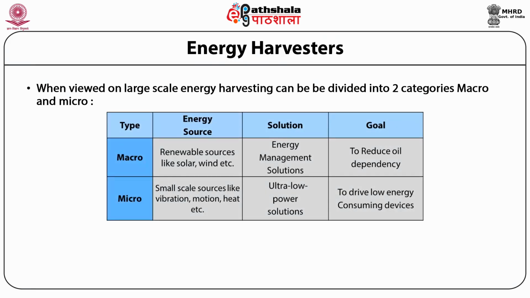When viewed on a large scale, energy harvesting can be divided into two categories, that is macro and micro. In macro, the energy sources are the renewable sources like solar, wind, etc. And the solution is the energy management solution. And the goal over here is to reduce the oil dependency. In the micro type, the energy sources are small scale sources like vibration, motion, heat, etc. And here the solutions are ultra low power solutions. And the goal is to drive low energy consuming devices.